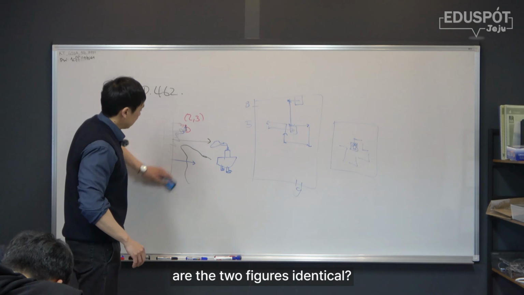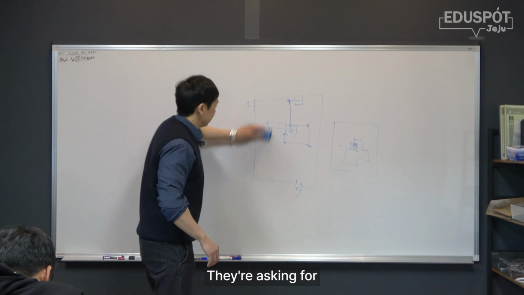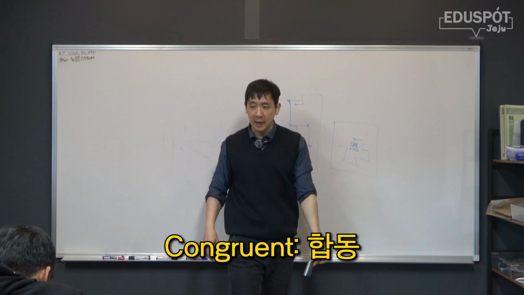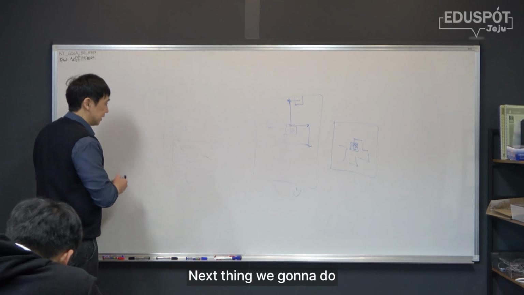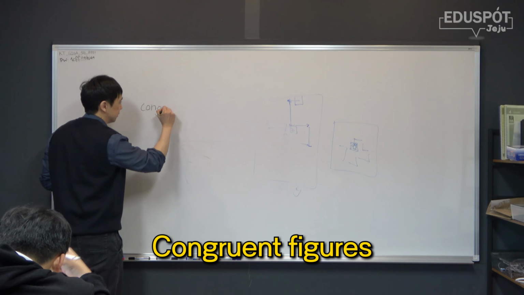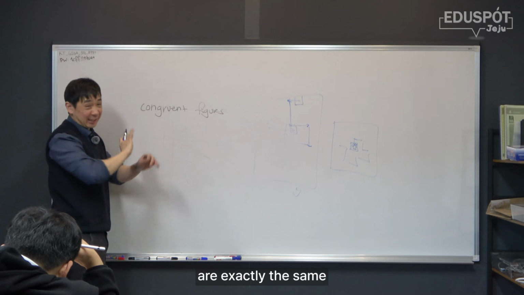If someone asks you, are the two figures identical? They're asking for congruence, 합동. Okay? Congruence. Might as well cover it now. It's the next thing we're going to do. Congruent figures means two or more figures that are exactly the same.